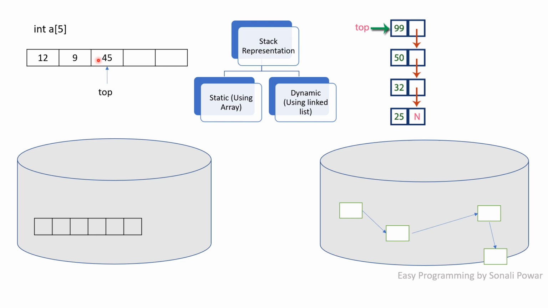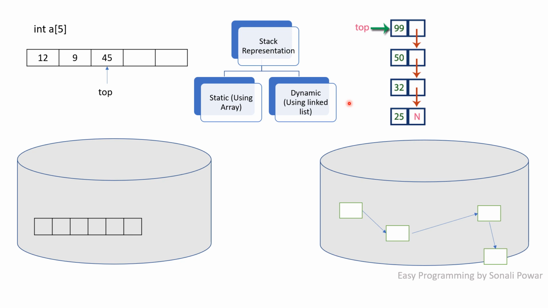Suppose you want to insert or push one element into the stack, then what will happen? You just move the top pointer to the next location, and it will add this new element. So the new element becomes the top. Suppose you delete the top element, in that case it will just move the pointer to the previous location, and then 9 becomes the top. So your stack will start from 12 and end at 9. So this is about the static representation, and in static representation it allocates the memory continuously.